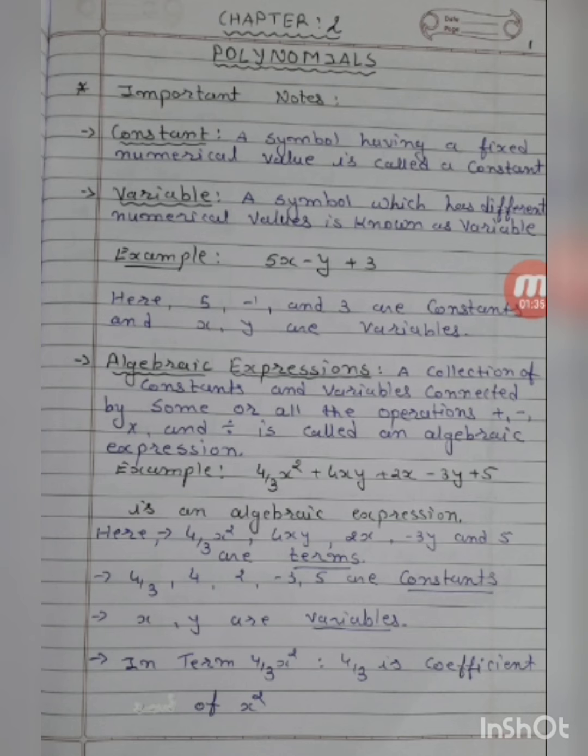4/3, 4, 2, minus 3, 5 are constants. x and y are variables. In the term 4/3 x square, 4/3 is the coefficient of x square.